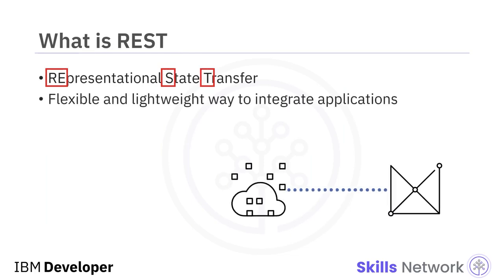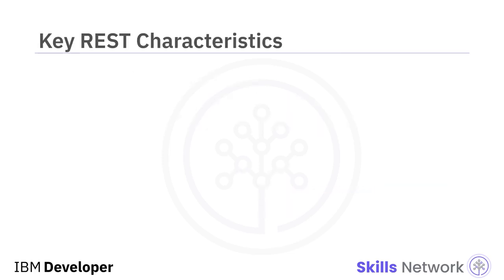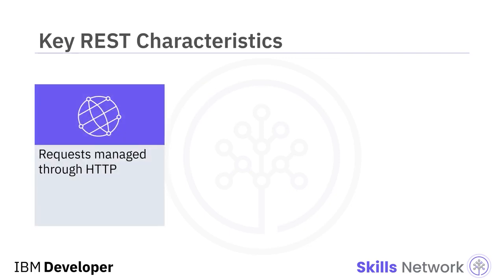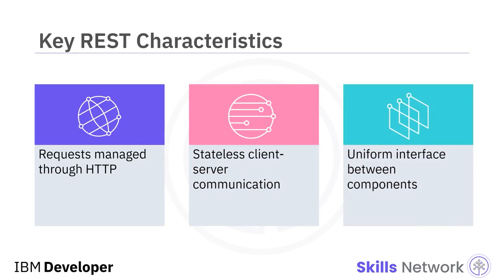REST APIs provide a flexible, lightweight way to integrate applications and have emerged as the most common method for connecting components in microservices architectures. It is an architectural style that defines how applications should communicate with each other within a network. An API has three characteristics that classify it as RESTful. It manages all requests through HTTP, it provides stateless client-server communication, and it consists of a uniform interface between components.